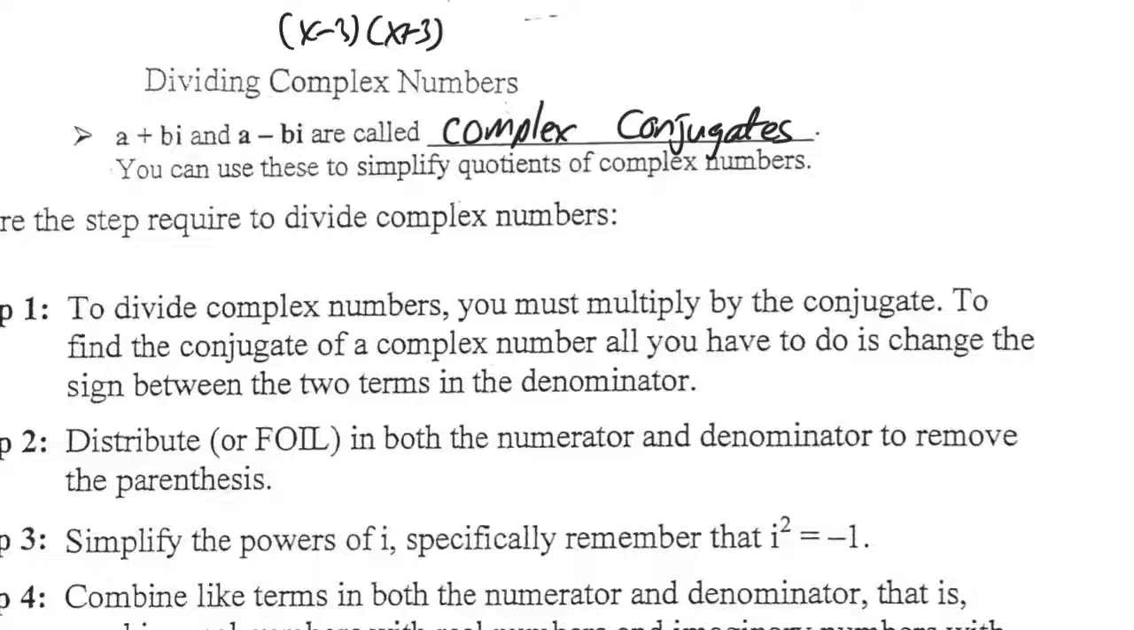So an example would be 2 plus 3i and 2 minus 3i. It might be something like negative 4 plus i and negative 4 minus i. The only sign that changes is the sign in the middle. All right, if the first term is negative, it stays negative. If the first term is positive, it stays positive. We just change the sign that is in the middle.